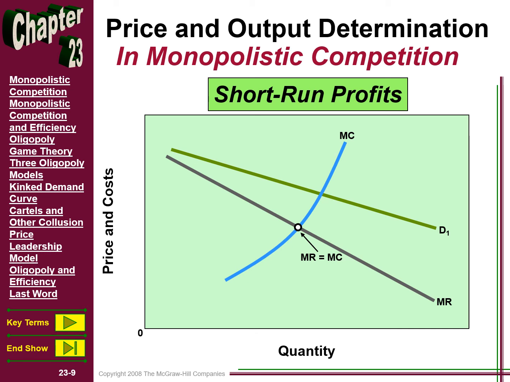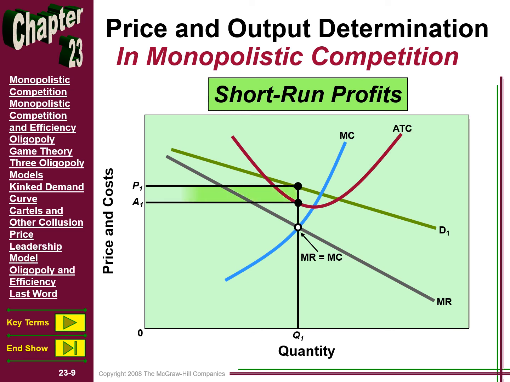Then we have our marginal revenue curve. Remember, marginal revenue is the change in total revenue associated with selling the next unit of output. The monopolist will choose to produce where MR equals MC. Sorry, the monopolistically competitive firm will choose to produce where MR equals MC.